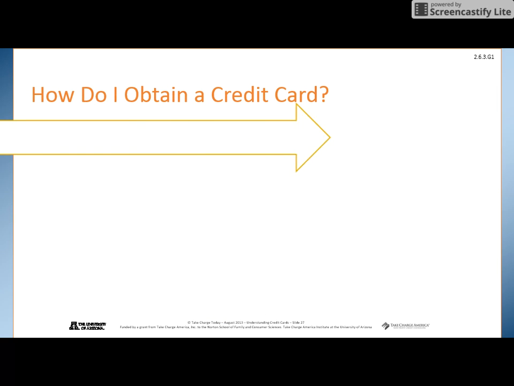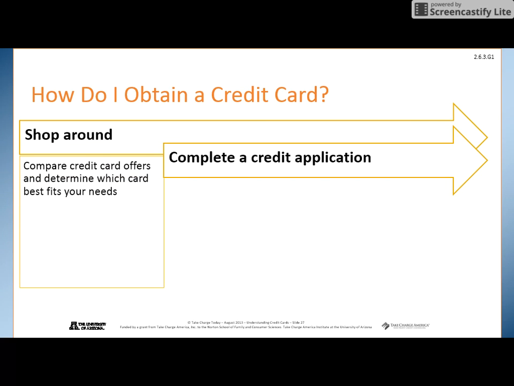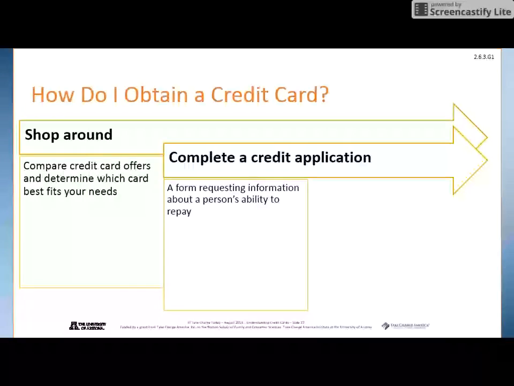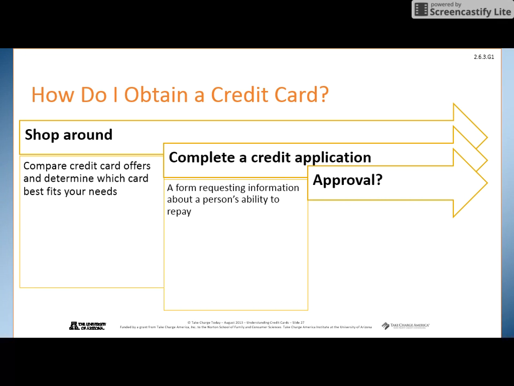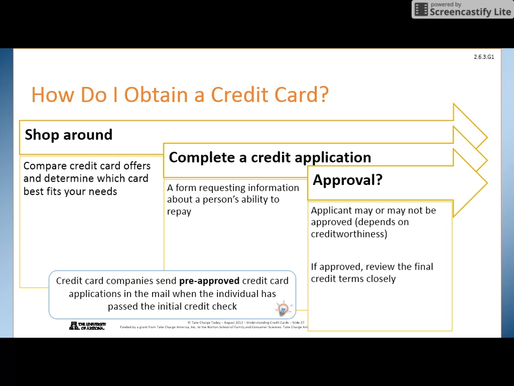How do I obtain a credit card? Shop around, compare credit card offers, and determine which card best fits your needs. Complete a credit application, a form requesting information about the person's ability to repay, and then approval. Applicant may or may not be approved, depending on creditworthiness. If approved, review the final credit terms closely. Credit card companies send pre-approved credit card applications in the mail when the individual has passed the initial credit check.